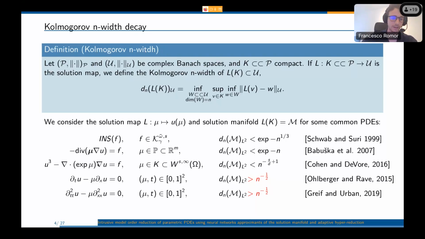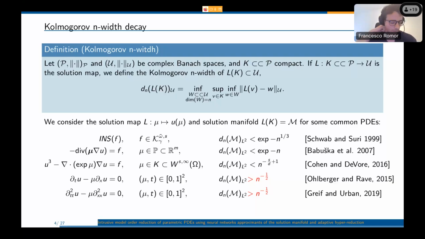You can find approximations, asymptotic estimates like this. So for a parameter mu, which is a function of regularity S, you have this kind of estimates. And of course, for the linear evolution problem I presented before, but also the wave equation, you would have instead a lower bound of n to the -1/2. This strictly depends also on the initial conditions.